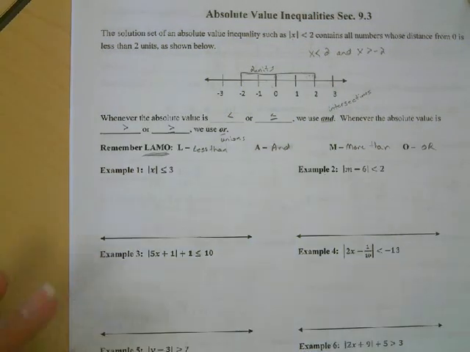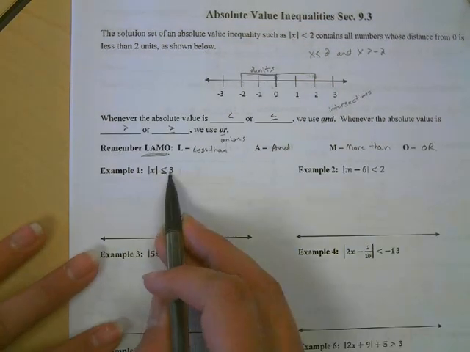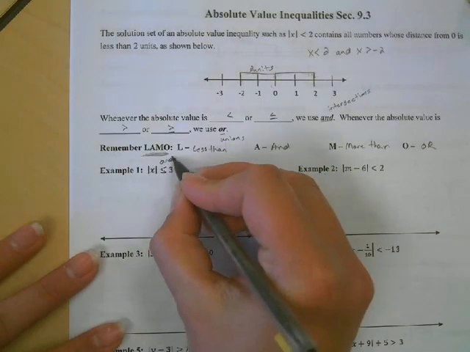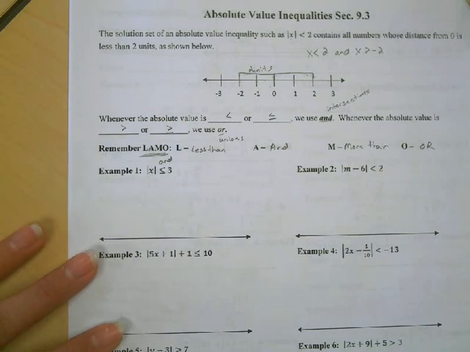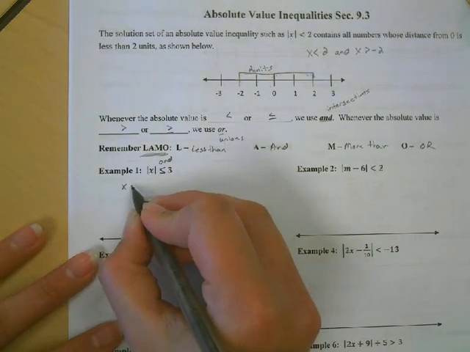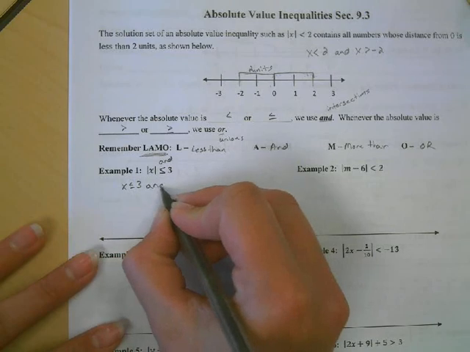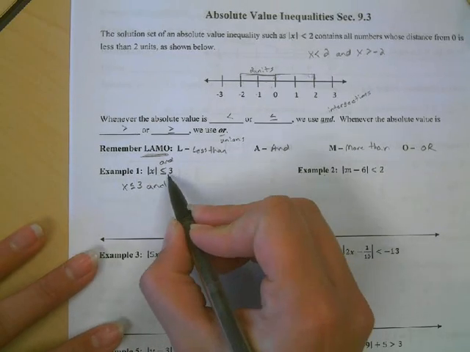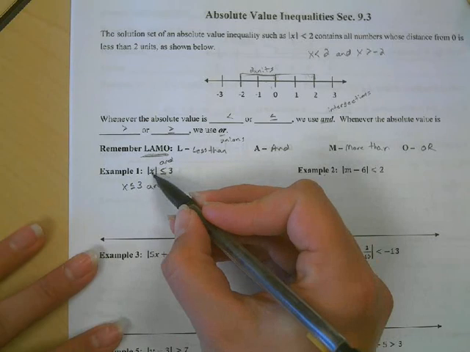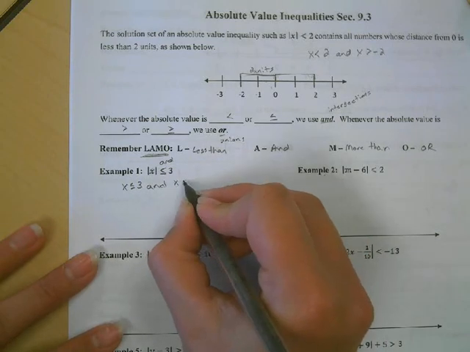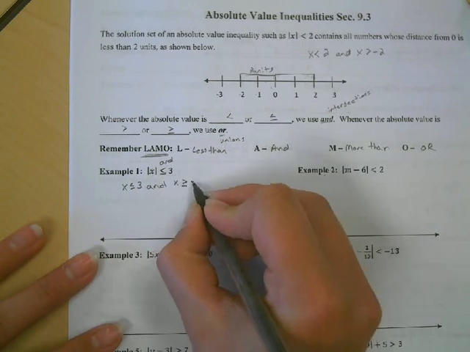Let me show you that with this one, and it might make a little more sense. x is less than or equal to 3. First of all, less than, that's an and statement. So just start off there. This is going to be an and statement. So we've got x is less than or equal to 3. And, just like on all of the absolute values, this right here could be positive 3 or negative 3. So x is going to be greater than or equal to negative 3.